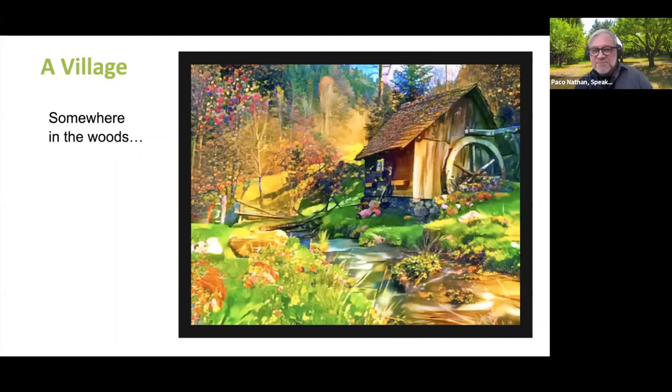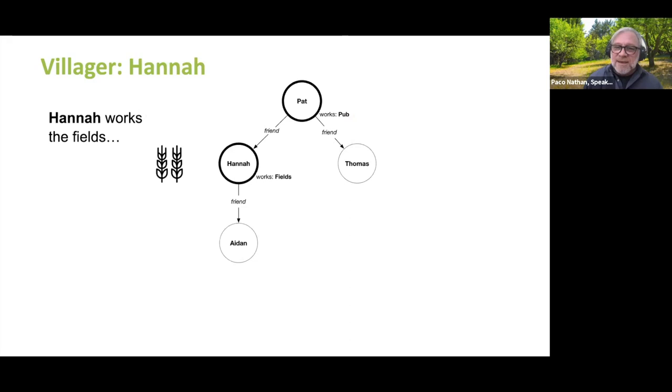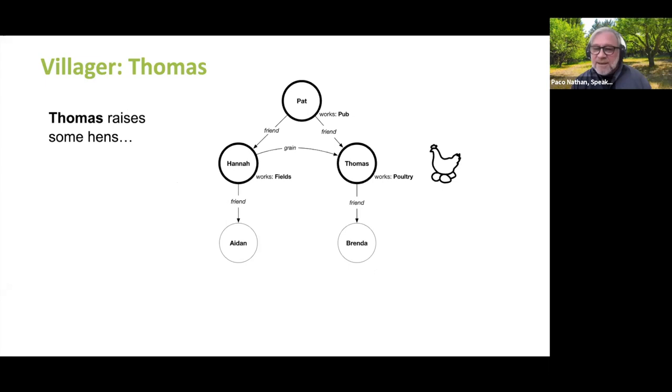Imagine that we're somewhere in the woods. In fact, to make this a little more interesting, let's say we're in a medieval village somewhere in the Black Forest. I do a lot of work with colleagues in Germany, not too far away from the Black Forest. So in this village, there's a pub. Pat tends the pub, and Pat has a couple of friends, Hannah and Thomas. Hannah works the fields, grows the grain, and has another friend, Aiden. Thomas raises poultry, buys grain from Hannah, and has another friend, Brenda.